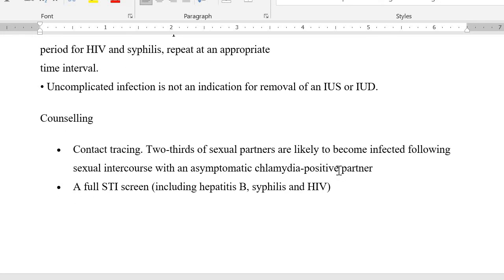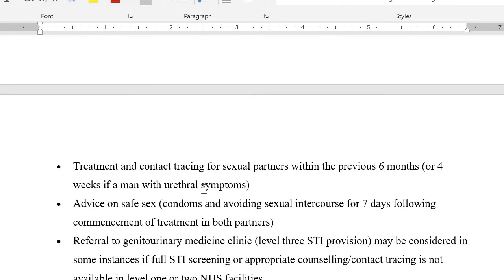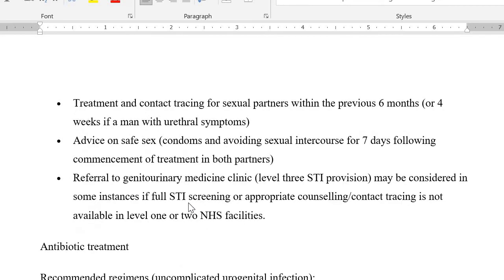Regarding the counseling, what is important? Contact tracing. Two thirds of the sexual partners are likely to become infected following sexual intercourse with an asymptomatic chlamydia positive partner. A full STI screen, hepatitis B, syphilis, and HIV, should be carried out. The treatment and the contact tracing should be done for the sexual partners within the previous 6 months, or 4 weeks if a man has urethral symptoms.